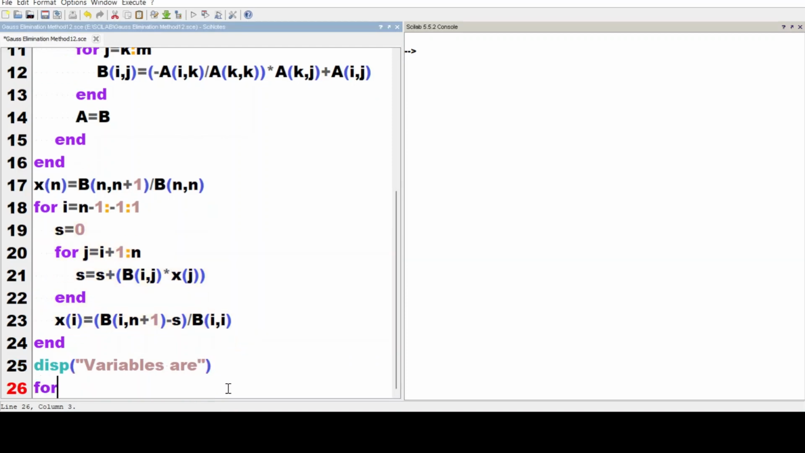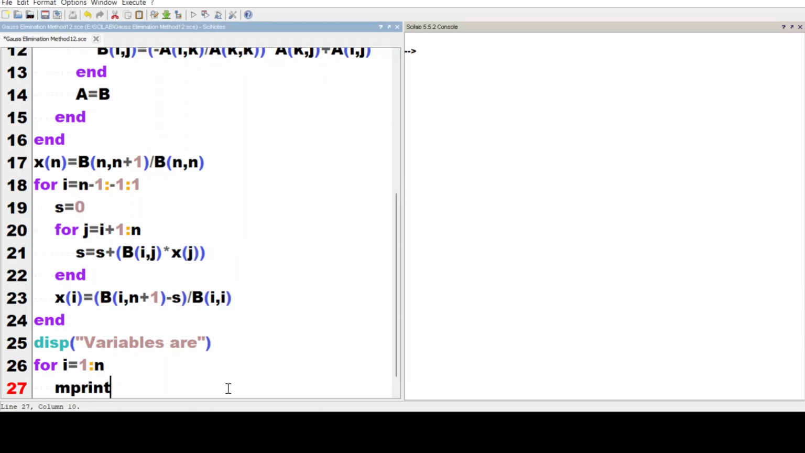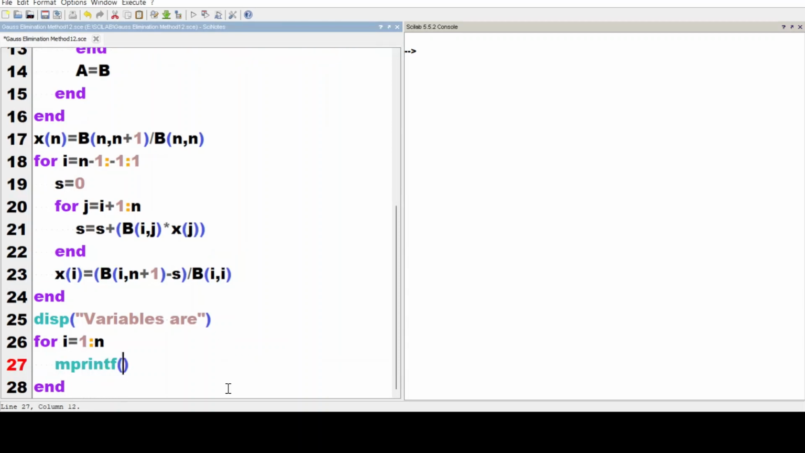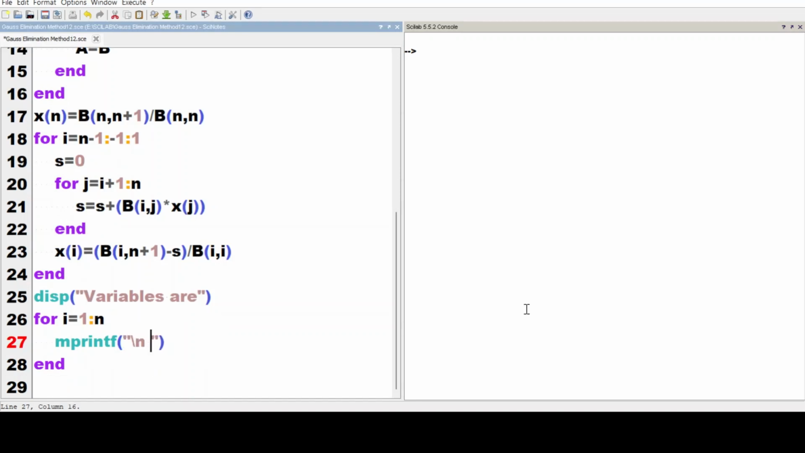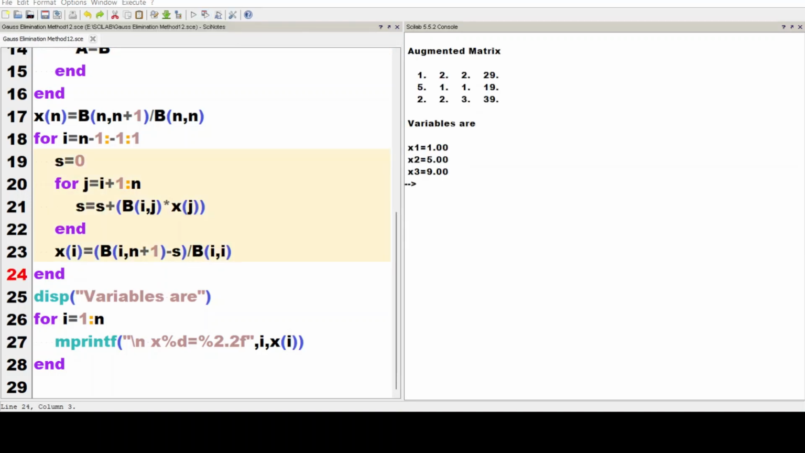We start a for loop here for i is equal to 1 to n, printf backslash n x percentage d is equal to percentage 2.2 f comma i comma x i. Now we execute this code. So this is how, viewers, Gauss elimination method can be used to solve non-homogeneous linear equations in SCILAB.